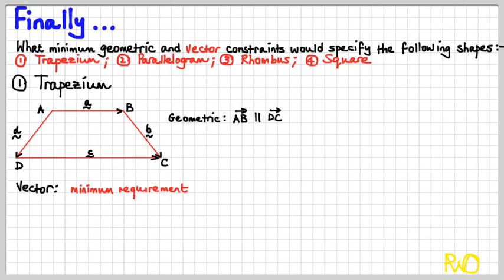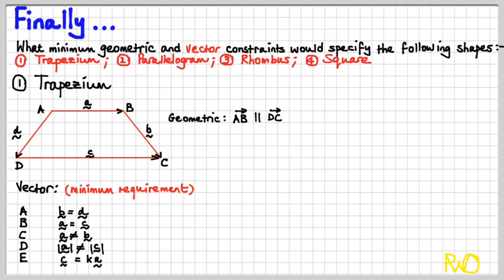requirement in terms of a vector specification of a trapezium, right? Now, here's the first one, there's the second one, there's the third one, there's the fourth one, there's the fifth one. Now, which of these options is the minimum requirement? Minimum requirement for a trapezium. Okay. Pause the video and come back.